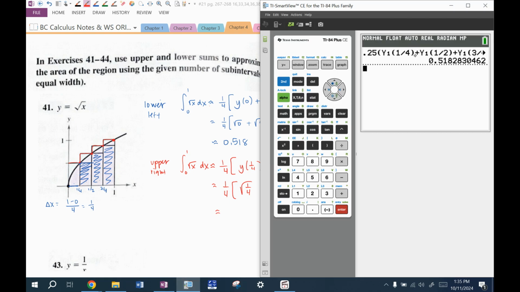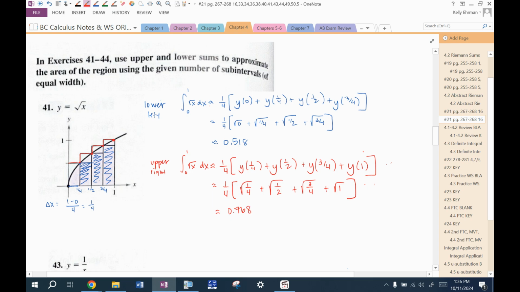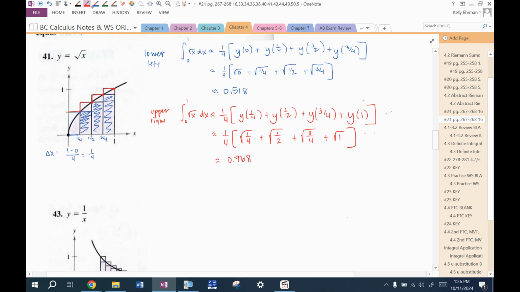And then here's a nice thing about this. I can also go back here and just edit. I didn't include y of 0 because it was 0. But now I can say, okay, plus y of 1 and add that extra value in. And yeah, I get 0.768. So I didn't have to retype it all, and I can just get my bounds that way. So then this is saying that 0.518 is less than the actual integral from 0 to 1 of radical x dx, which is less than 0.768.